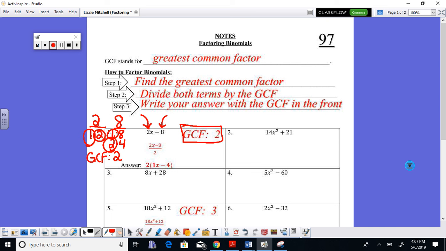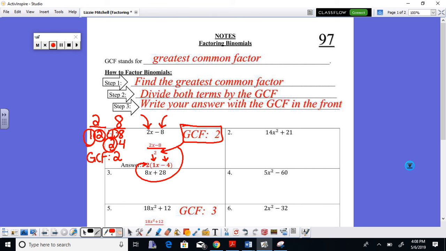In order to factor this binomial, 2x minus 8, we're going to divide by the GCF. We're also going to make sure that we bring the GCF to the outside because that is a part of the answer. When we divide 2x by 2, we get 1x. When we divide negative 8 by 2, we get negative 4. So our factored form would be 2 parentheses 1x minus 4 parentheses. And in some cases, we don't always put that 1, and that's fine if we don't.